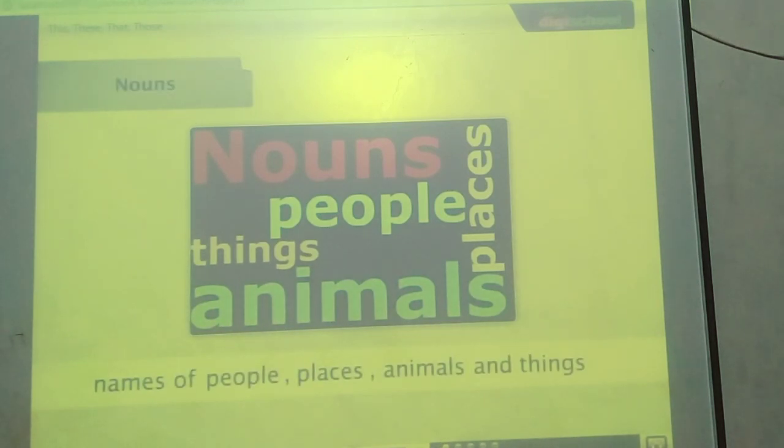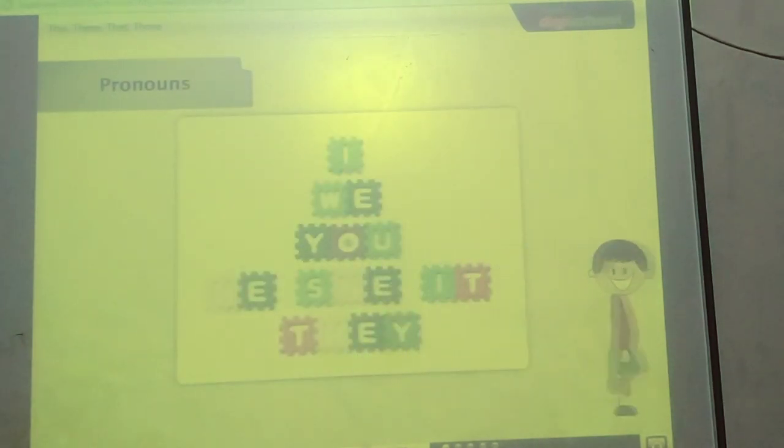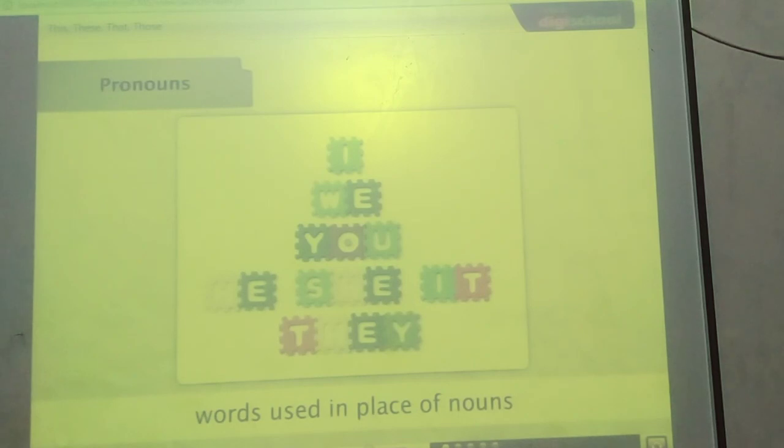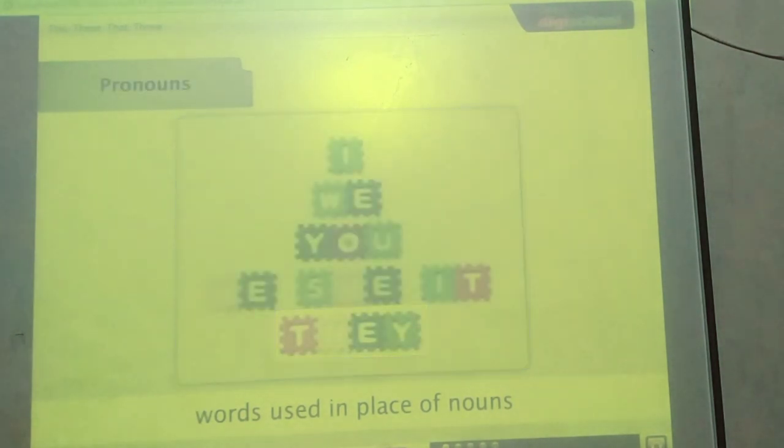Words or nouns are the names of people, places, animals, and things. Pronouns are words used in place of nouns. For example, the words I, we, you, he, she, it, and they are pronouns. There are some more pronouns you can use in place of nouns. For example, this, these, that, and those. Let's find out more.